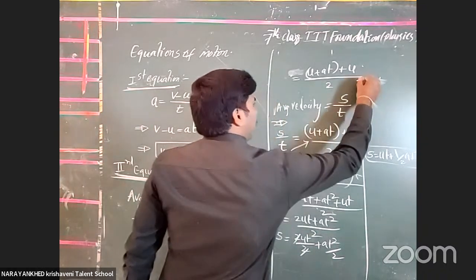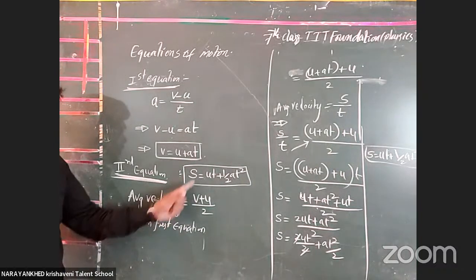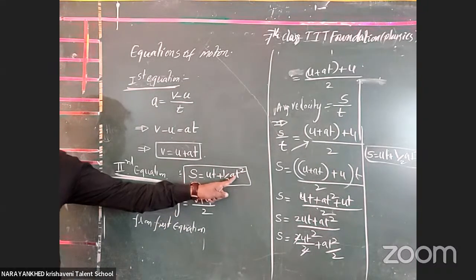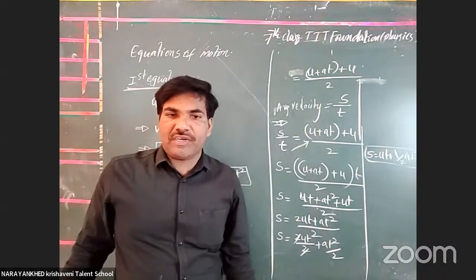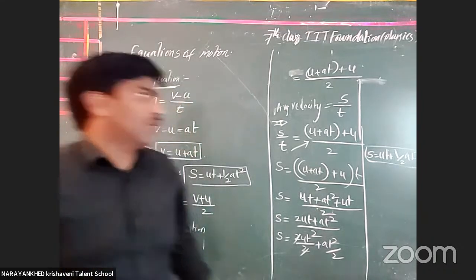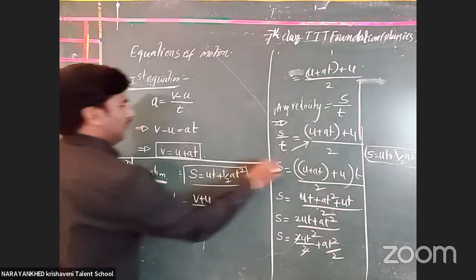This is only the proof of our equations of motion. Got it or not? What is this? S is equal to ut plus half at square. Will you get it or not? Yes, this is called the second equation of motion. Please note down the first equation as well as the second equation.